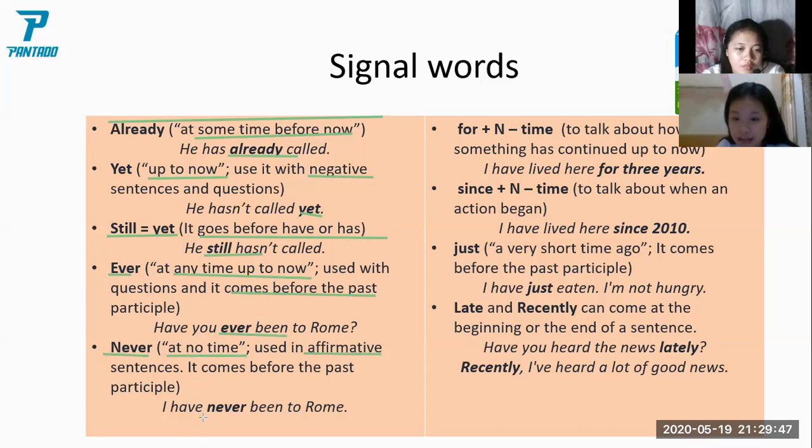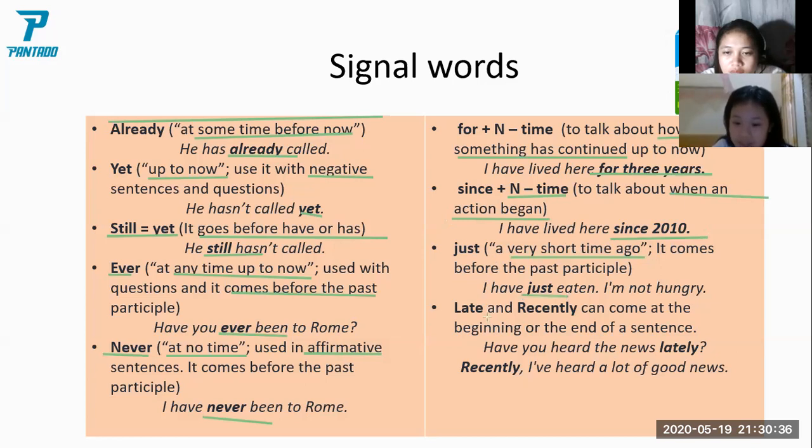For plus noun of time to talk about how long something has continued up to now: I have lived here for 3 years. Since plus noun of time to talk about when an action began: I have lived here since 2010. Since plus the number of time. Just, a very short time ago. It comes before the past participle: I have just eaten. I'm not hungry.